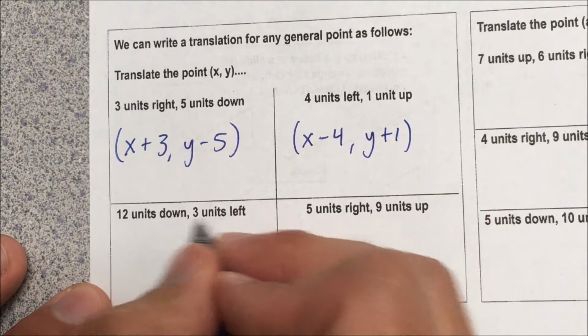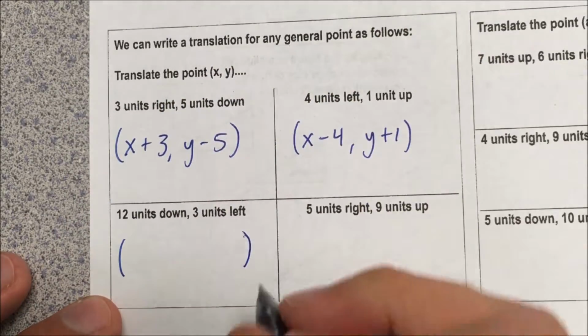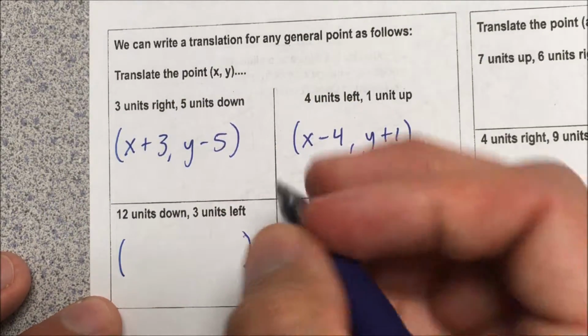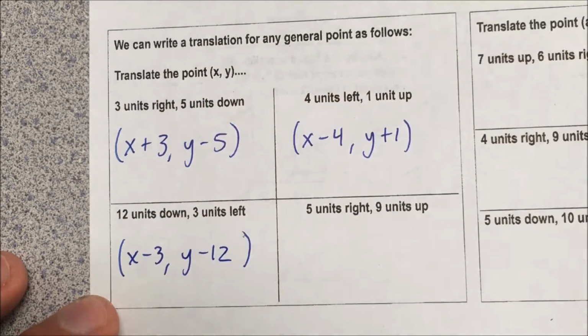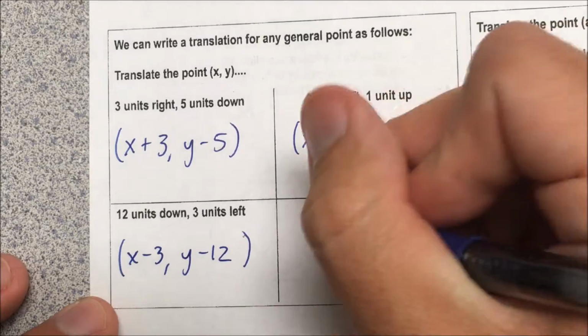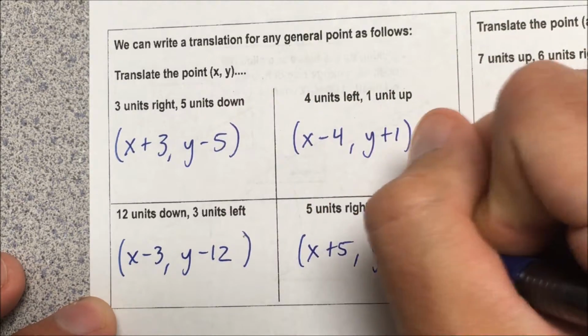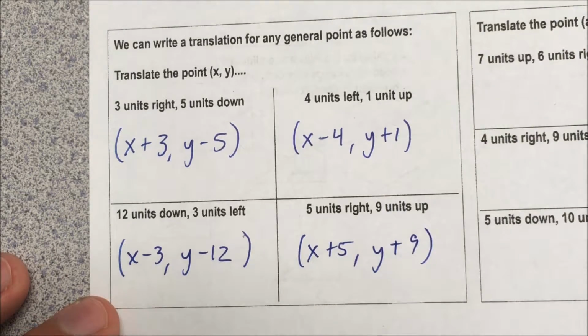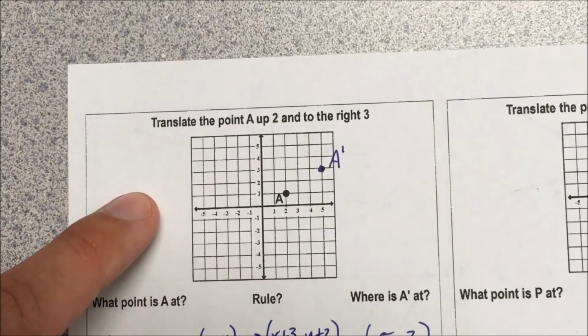Notice this one says down first and then left or right second. Make sure you put your X's first. It's just there to stump you up. So let's do left first. So it's going left, X minus 3 and Y minus 12. 5 units to the right, X plus 5, Y plus 9. Those are simple enough. So we've translated a point up here.